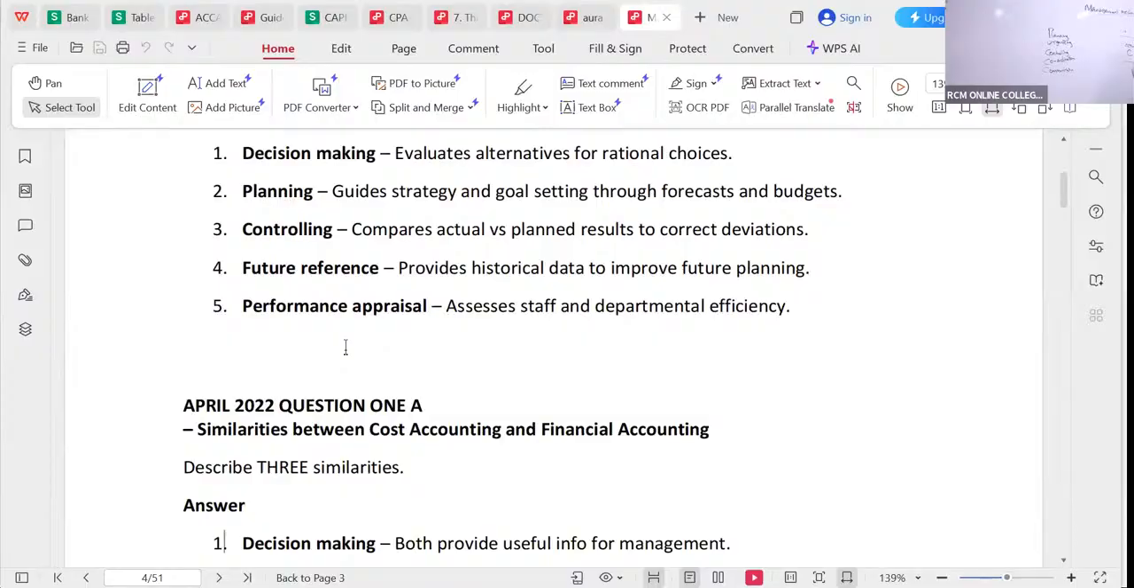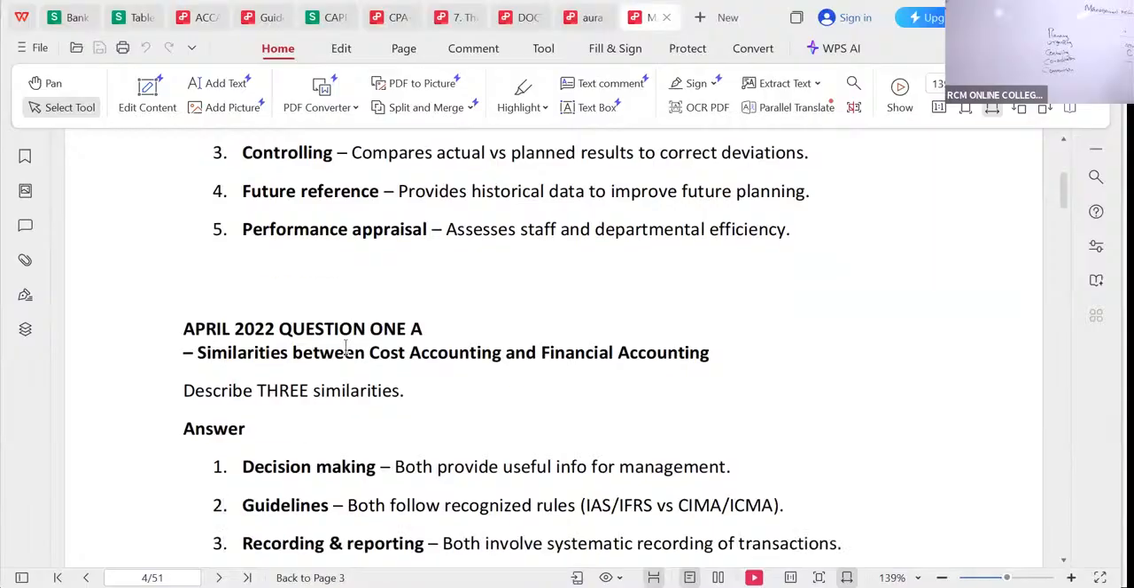I think I've tackled enough questions and I can go to the next topic. You can see there are similarities between cost accounting and financial accounting. Are they similar? Yes. In decision making, both provide useful information for management guidelines. Both follow recognized rules. Even if management accounting is quite flexible, it still follows CIMA, the Chartered Institute of Management Accountants. So both follow recognized rules.